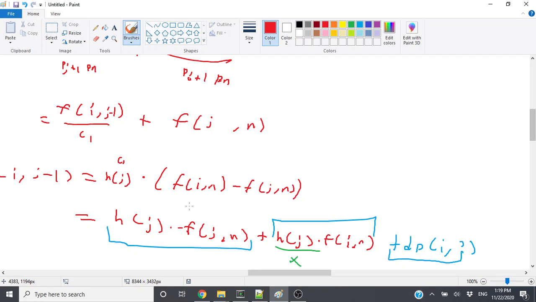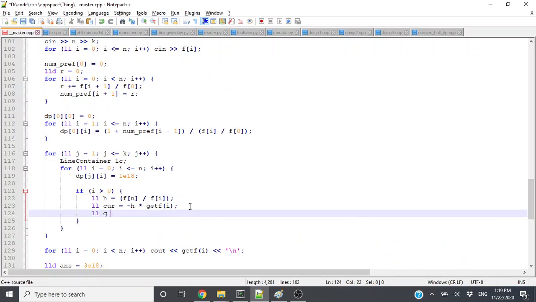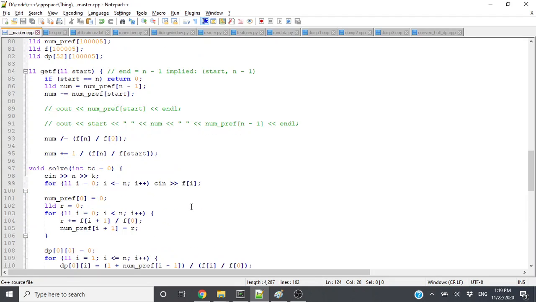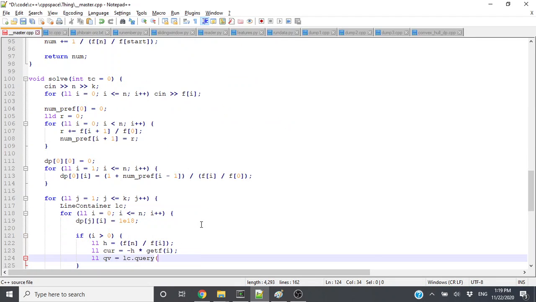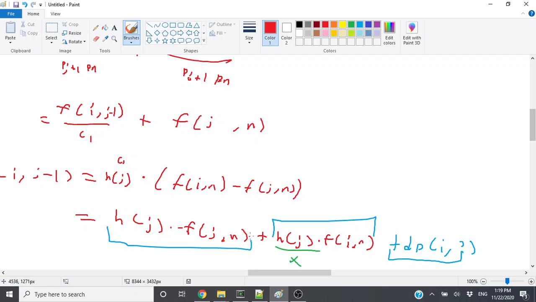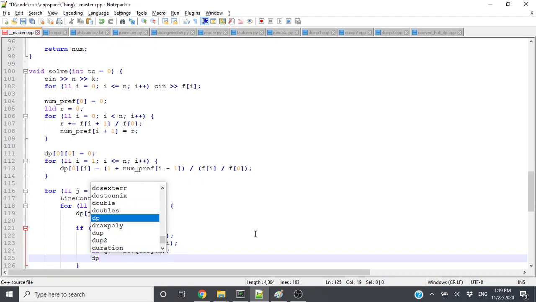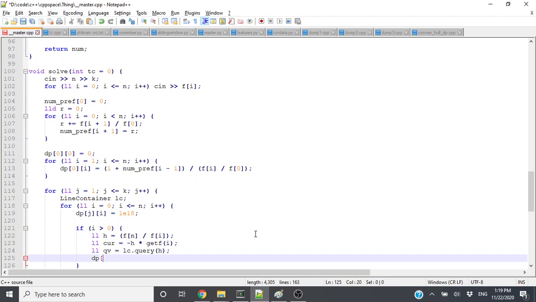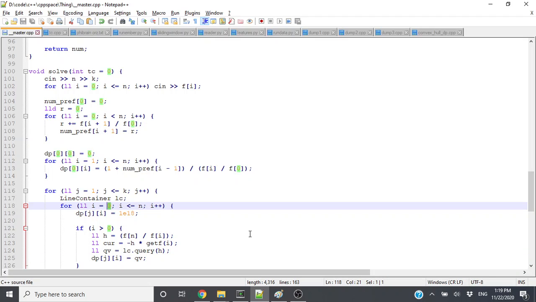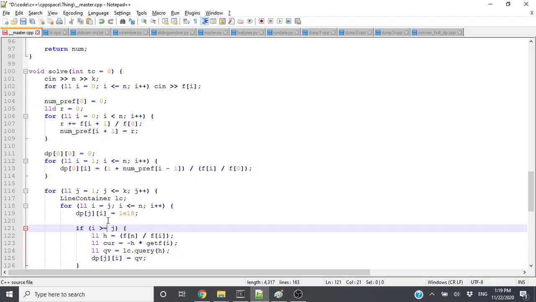I is greater than 0. Now we query LC dot query, and the value is h. Then dp[j][i] equals qv. I is greater than j. It should be like this, right? Yeah. I is greater than or equal to j.